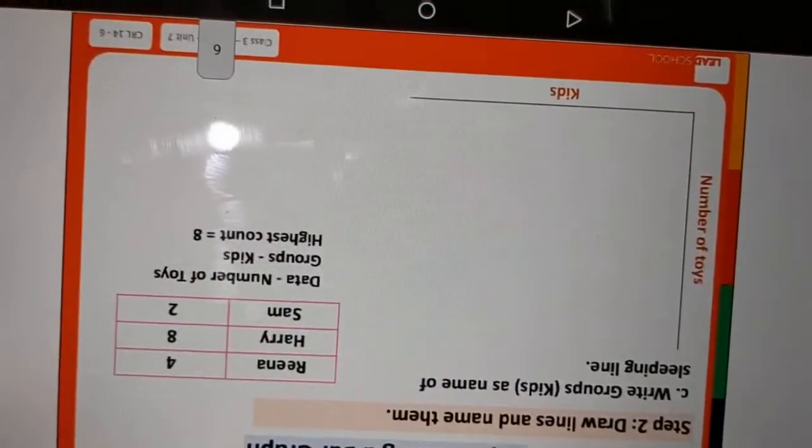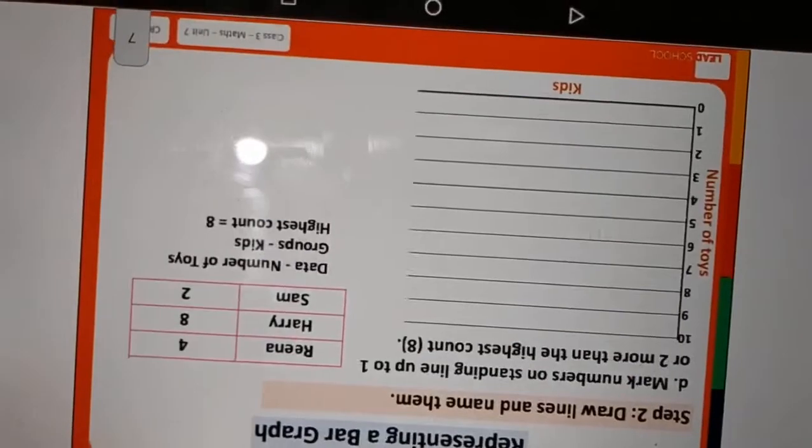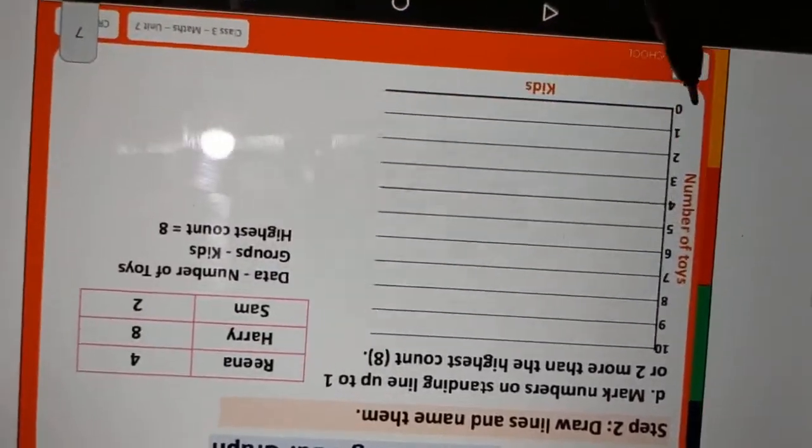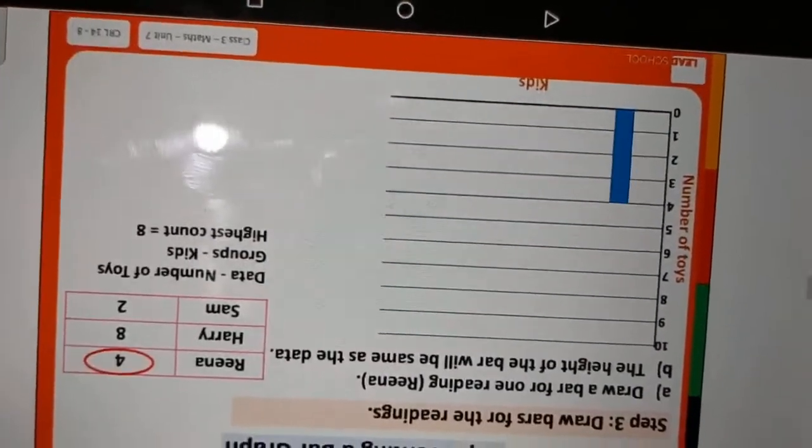In the standing line we have to write the number of toys. And in the sleeping line we have to write kids. Now next, the number of toys from 0 to 10 is there. How many are there? 0 to 10.